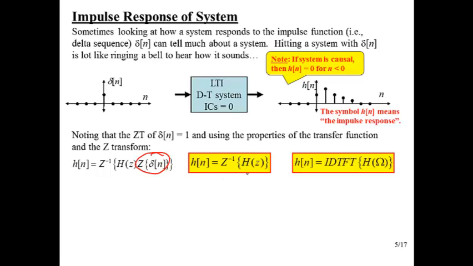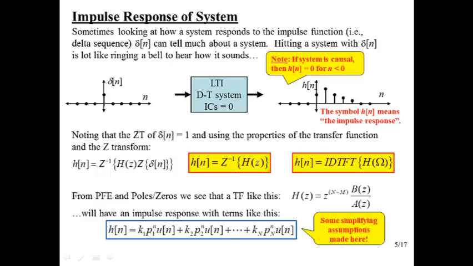So what we're seeing here is that this thing called the impulse response is nothing more than the inverse z transform of our transfer function. And similarly, the inverse DTFT of the frequency response is the impulse response. That makes complete sense because the z transform and the DTFT are very similar to each other. So this is a nice little insight. It tells us that h of n and h of z form a z transform pair.